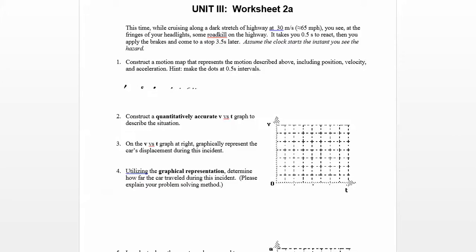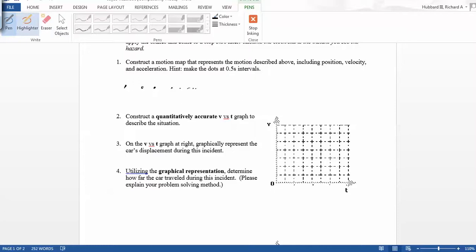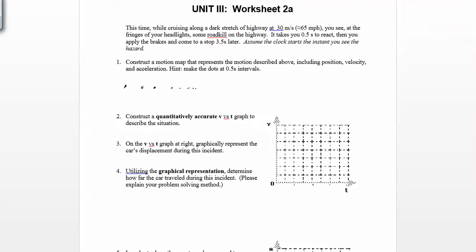I'm trying to help you out with Unit 3, Worksheet 2. Or if you look on the sheet here, it says Worksheet 2A. Whatever. Okay, what we have here is, in Worksheet 1, we were talking about a qualitative motion map and a qualitative graph. Now we want quantitative. We've got the N in there, we've got numbers.